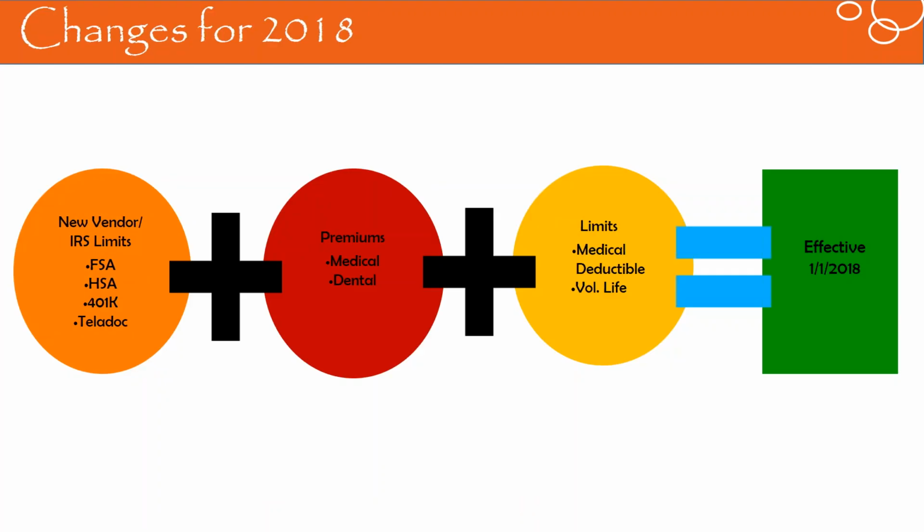Okay. Changes for 2018. We have new limits for FSA, HSA, 401k. We have a new vendor called Teladoc. We have a slight increase in premiums for medical and dental. We have limits for medical deductible and voluntary life. And we have it effective 1/1/2018.